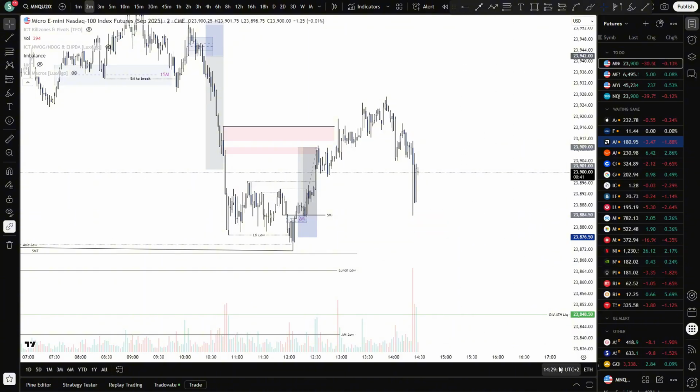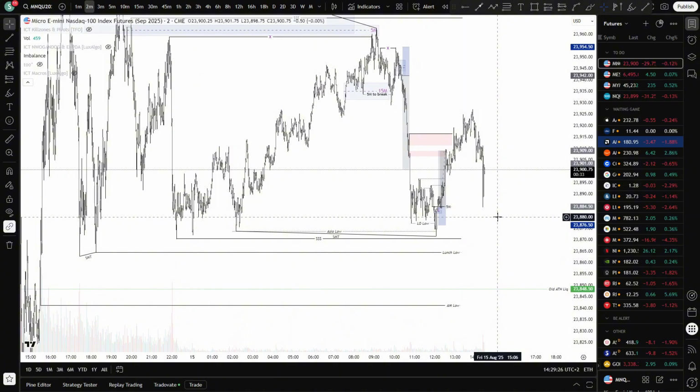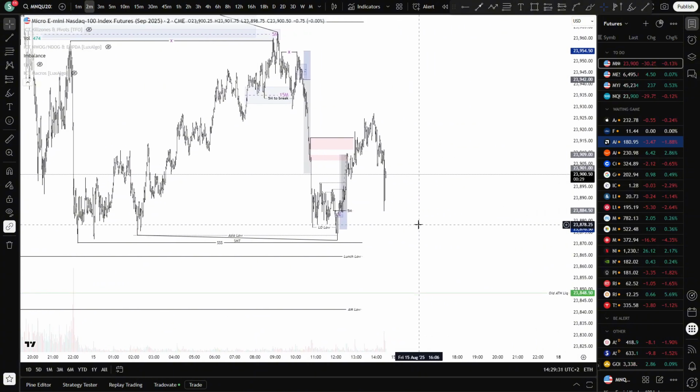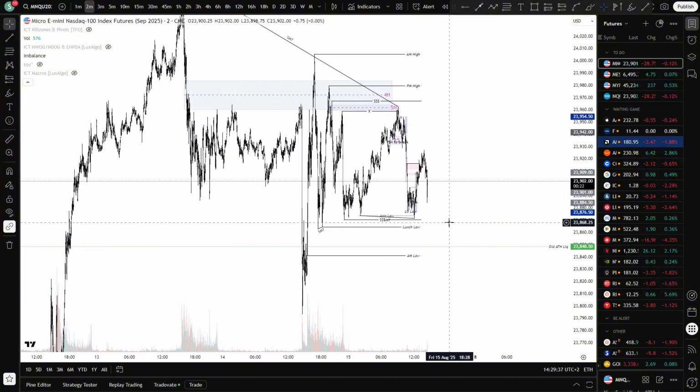Right now we're gonna have Red Folder news, core retail sales in less than a minute. Then at 4 p.m. we're also gonna have two Red Folder news events. So I'm not gonna trade until the night sessions today. And what can we expect? That is pretty difficult to say.